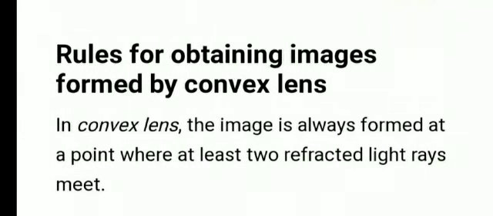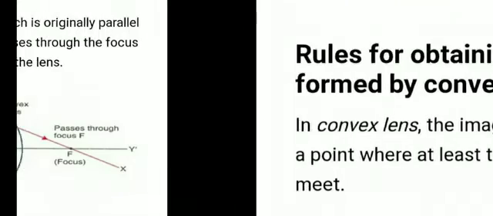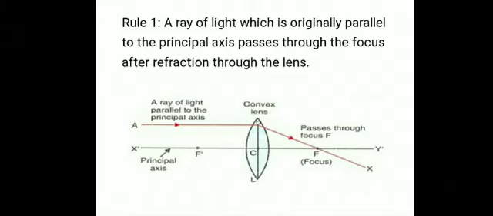Friends, all your queries will be solved, but before this, you have to understand 3 light rays rule with the help of which you can form the images in case of spherical lenses. So let's check the rules. According to first rule, if a ray of light which is parallel to principal axis, after refraction passes through principal focus on other side of the lens.